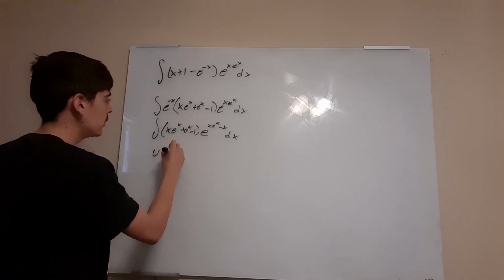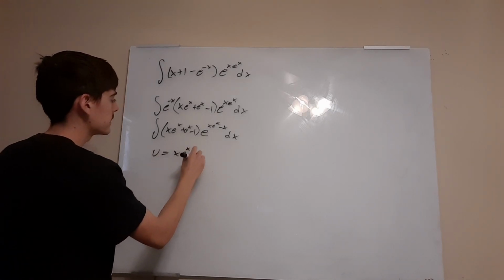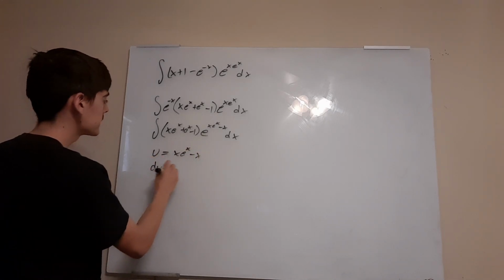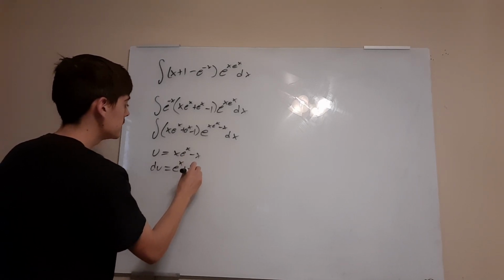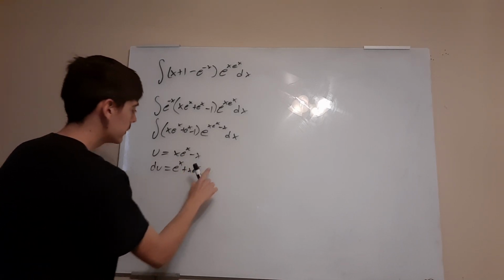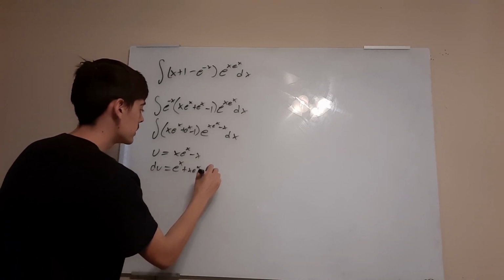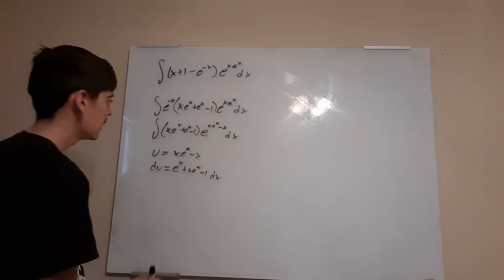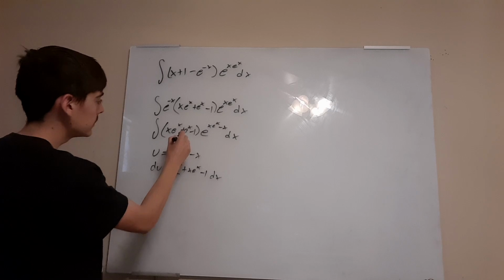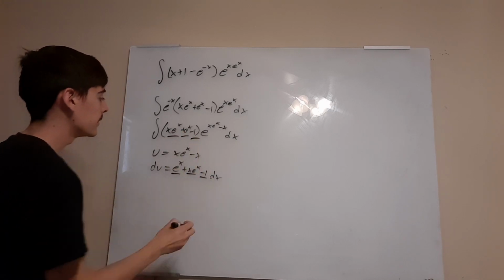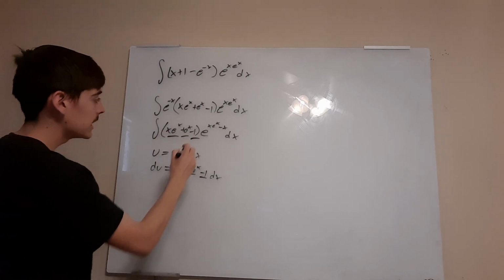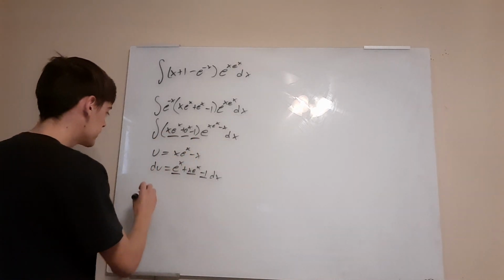So I'm going to let u equal x e^x − x. Therefore, du is going to equal, we have to do product rule first, so that's going to turn into e^x + x e^x. And then deriving minus x is just minus 1, and then dx. So notice we have an e^x, we have an e^x, x e^x, x e^x, and minus 1, minus 1. So this whole chunk is exactly the same right here, so we have a perfect u substitution.